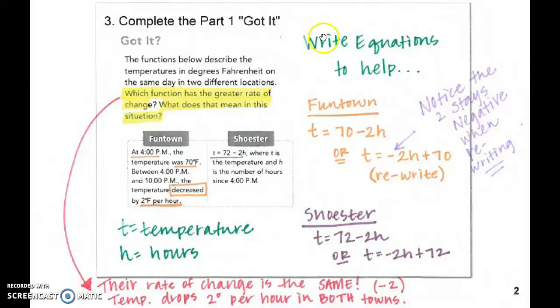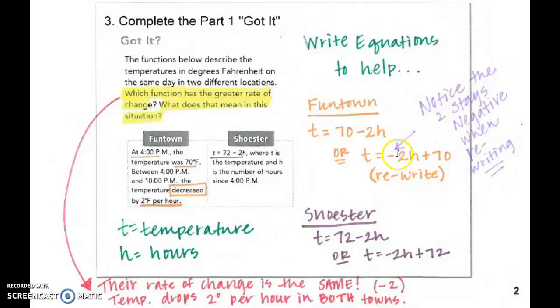So the first thing we're going to do is write these equations. Obviously, Schuster's is already done for us, but we're going to manipulate it just a little bit. For Funtown, the temperature starts at 70 degrees, but then decreases. That's very important, so you put that subtraction there at a rate of 2 degrees per hour. So 70 is our initial value, and negative 2 degrees is our slope. I would rewrite this: t equals negative 2h plus 70.